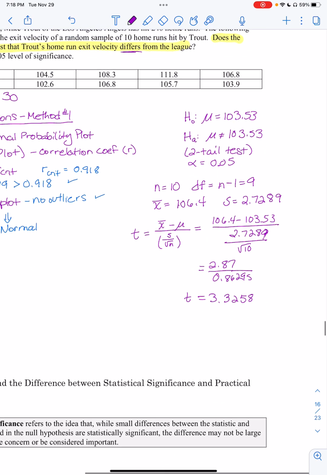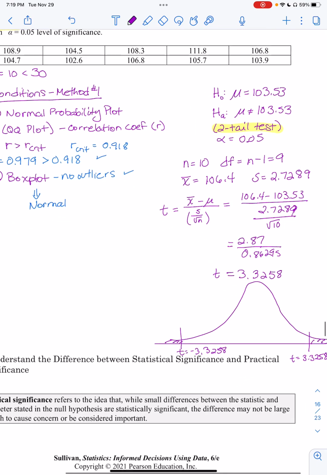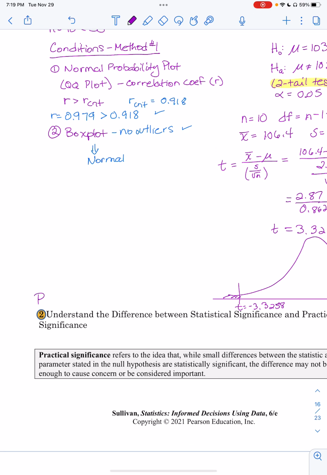Now remember, because this is a two-tail test, I'm hoping that each tail contains less than alpha divided by 2. So if I look here at t equals 3.3258, this is my t value, and to the left of that, I have t equals negative 3.3258. I want both of these tails to contain less than 5% together, so I want one of them to contain less than 2.5%, or 0.025. So when we calculate this, we can find 2 times the probability that t is greater than or equal to 3.3258.